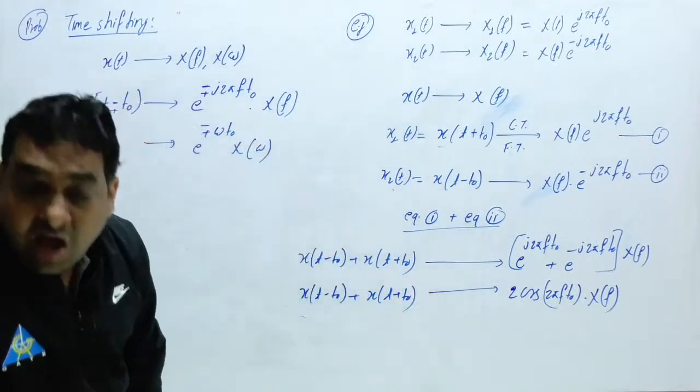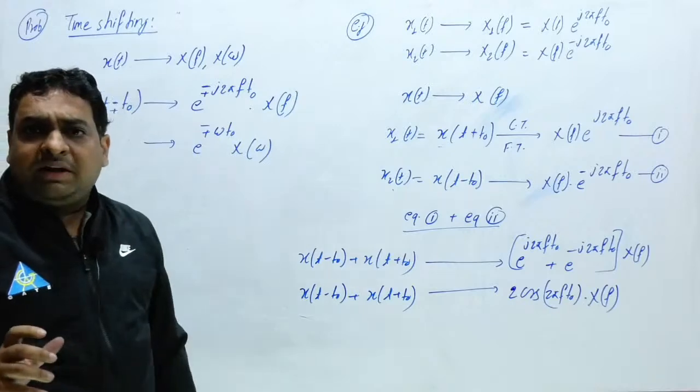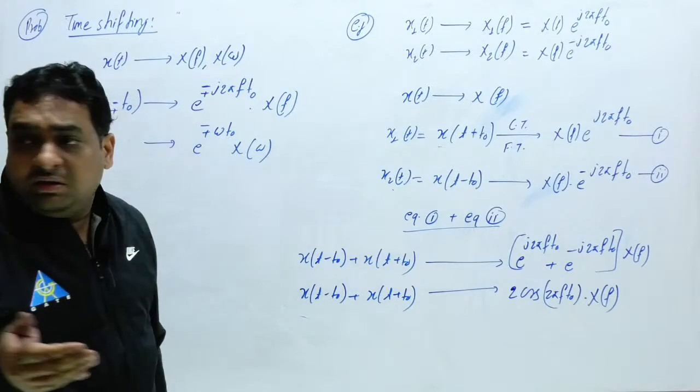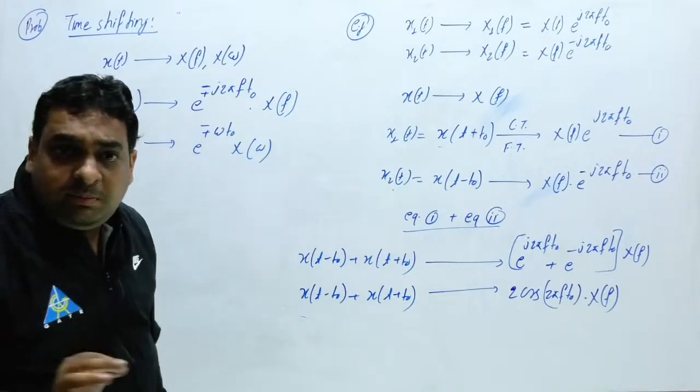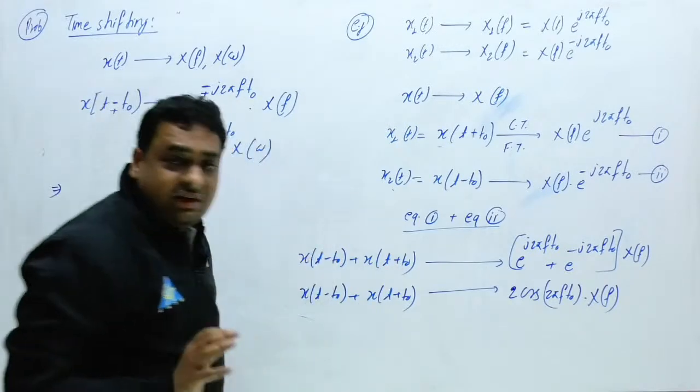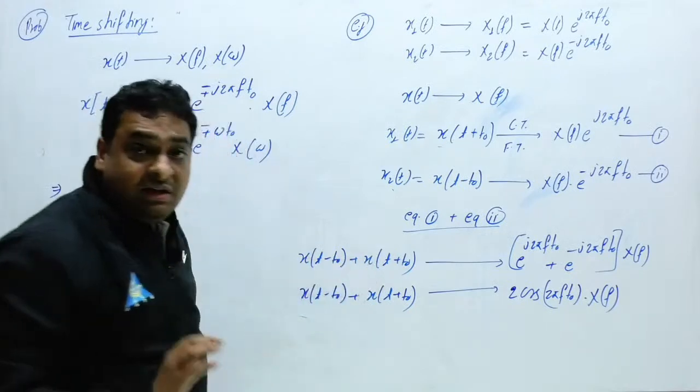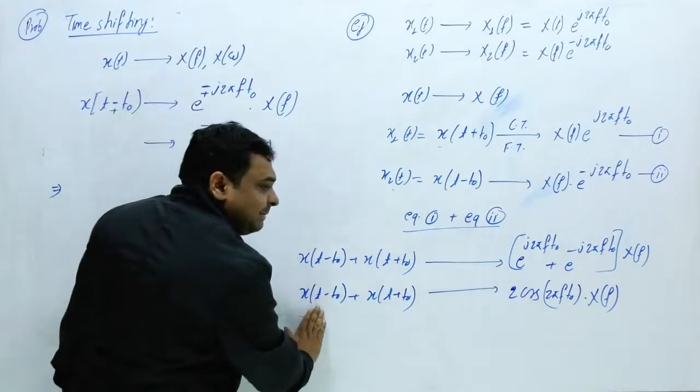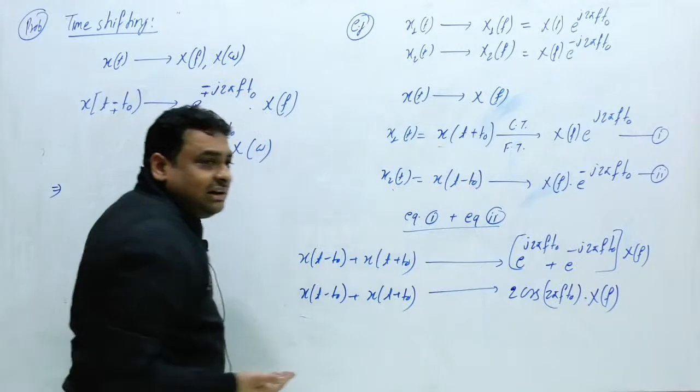Clear this thing? Now, this is a very important property. Very few people generally use this property, and in previous years GATE, they have asked many times from this property. They have asked questions many times from this property. Generally, students remember to multiply cos here. What will happen on the right side?